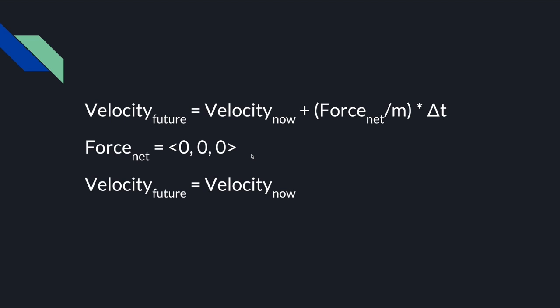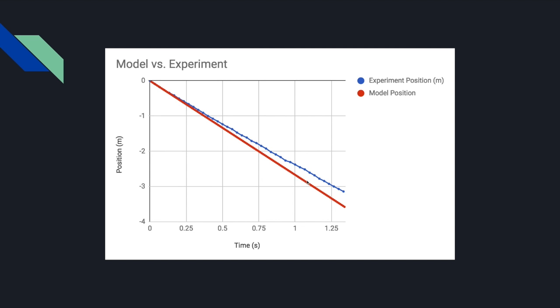Recall, our net force is zero because we are experimenting with constant velocity, which will cancel out this part of the equation. Immediately, we can see a large difference in position for our experiment and our model towards the end. Our model's initial velocity overestimates where the ball is located at the end of our experiment. This tells us that our initial velocity was not exactly correct.